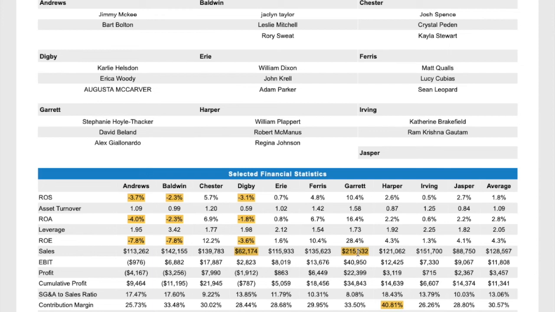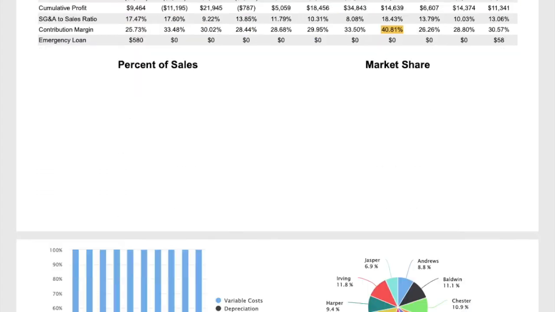And Team Garrett has the most sales in the second round. Let's see. The profit is positive. So Team Garrett is in pretty good shape. Team Harper, Irene, Ferris, Ari, and Chester are in pretty good shape, since those rates are positive, and also the sales were okay. Just try to improve more in the competition round.